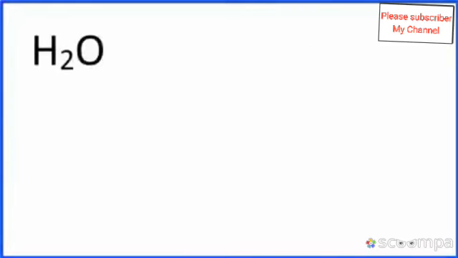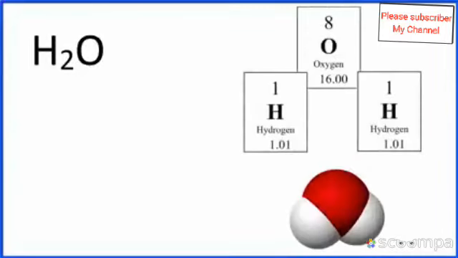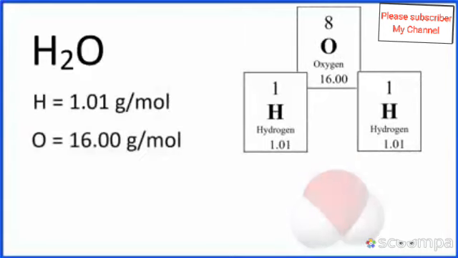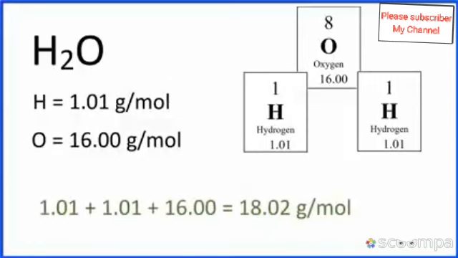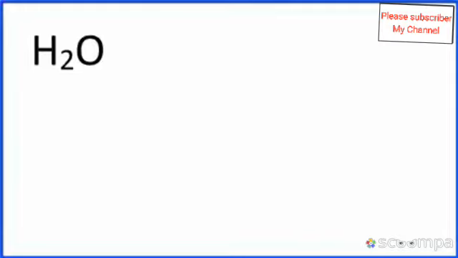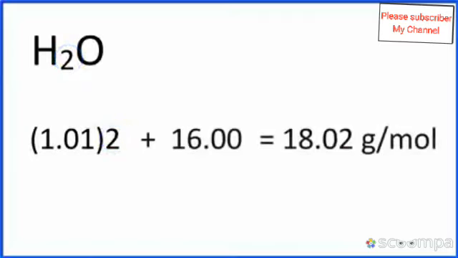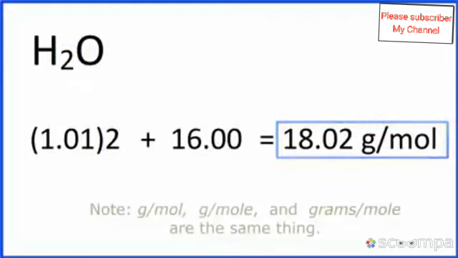Let's do an example, H2O. You can think of H2O as being made up of 2 hydrogen atoms and 1 oxygen atom. So we can go to the periodic table, find the atomic mass for hydrogen, and then for oxygen, and then we'll add the 2 hydrogens plus 1 oxygen to find the molar mass for H2O. But there's a quicker and easier way to do this. We can write the atomic mass for hydrogen and multiply that by 2, and then add the atomic mass for oxygen. And that'll give us the molar mass for H2O.